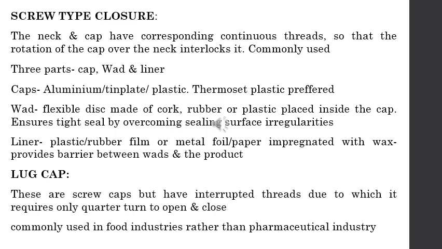Next type of closure is a lug cap. Now in case of a screw cap, it had continuous threads. In case of lug caps, we have interrupted threads, so that it requires only a small turn or a quarter turn to open and close. Now these types of closures are generally used in food industries but rarely used in the pharmaceutical industry.